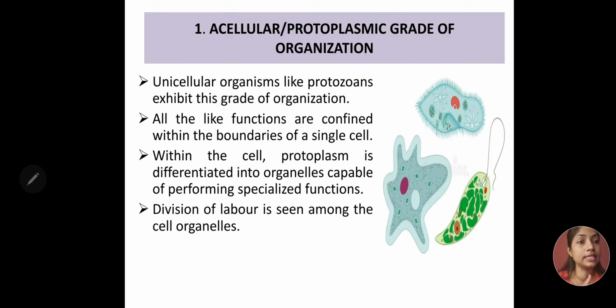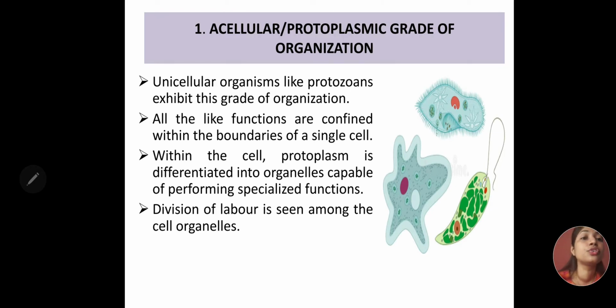Let us now learn in detail about each grade of organization. First one is the acellular or the protoplasmic grade of organization. Unicellular organisms like protozoans exhibit this grade of organization. All the functions are confined within the boundaries of a single cell. Within the cell, the protoplasm is differentiated into organelles which are capable of performing specialized function. Since it is the organelles that do this, and not the cell as such, it's only the specialized organelle that is doing this. It is therefore known as acellular grade of organization.